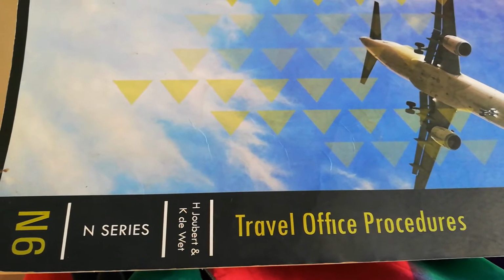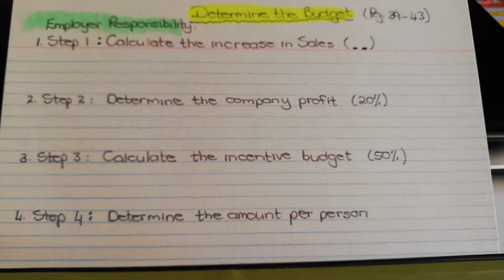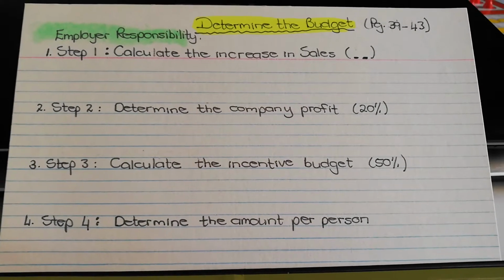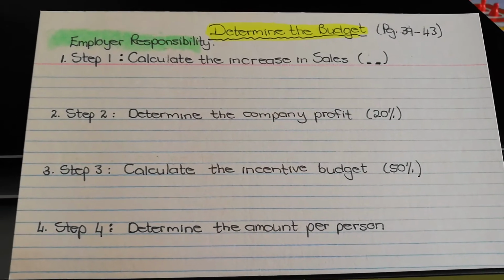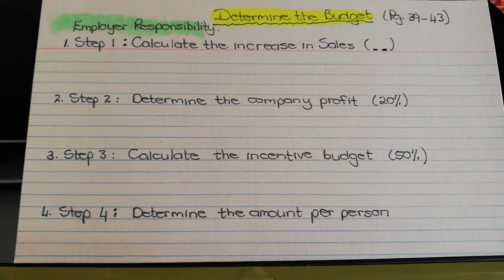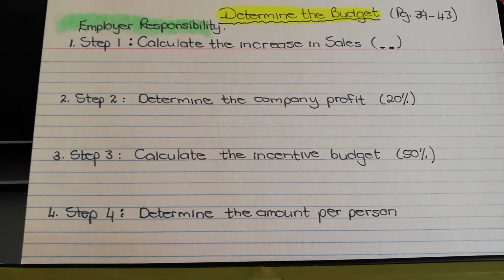We're going to determine the budget. At first, when you get a question like this in the exam, I want you to write down all the steps. How to determine the budget is on page 39 to page 43 in your textbook, but let's just follow here. You're going to write down all the steps.